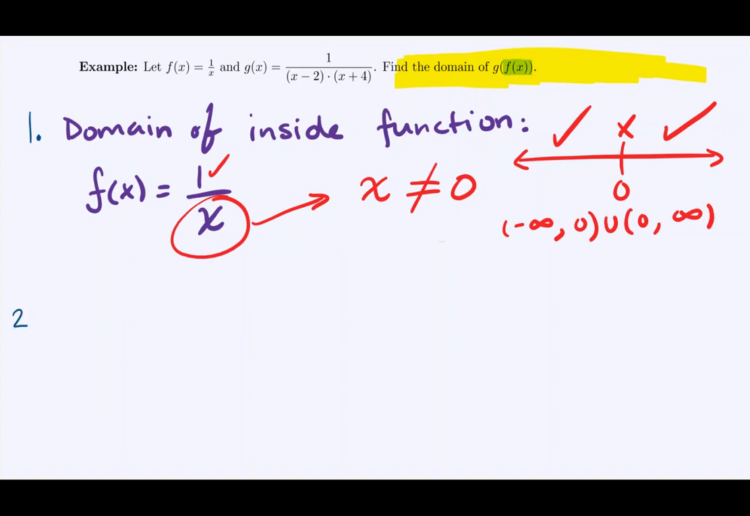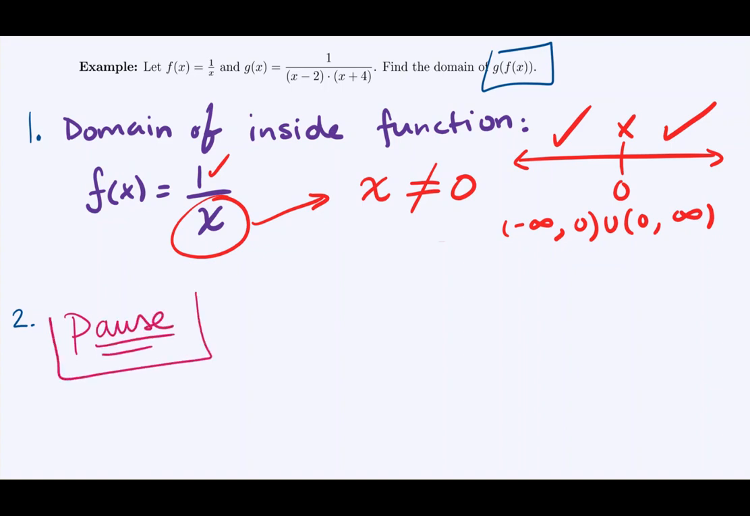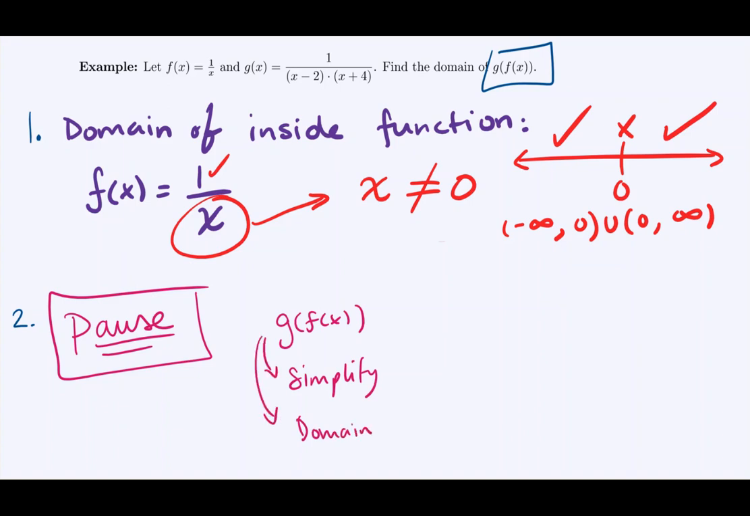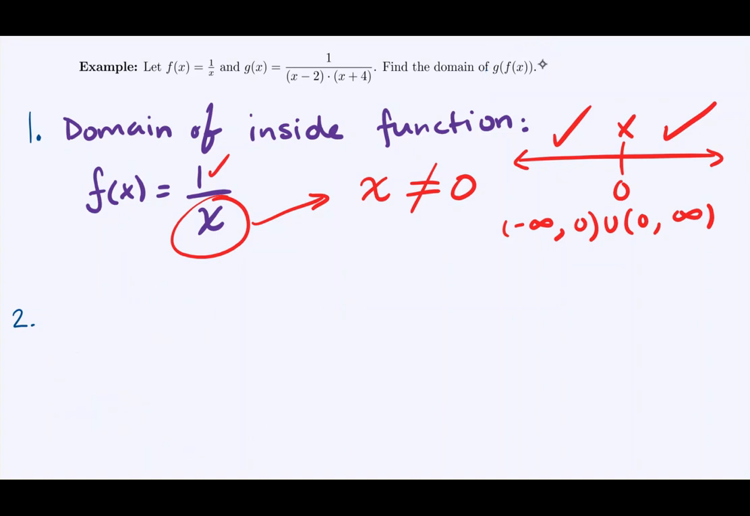Now step 2 is to form the composition. So form g of f of x on your paper, and then think about its resulting domain. So pause the video, find g of f of x, simplify, and find its domain. After you've done that, unpause to check your work. So in this case, our inside function is f of x, and f of x is 1 over x.